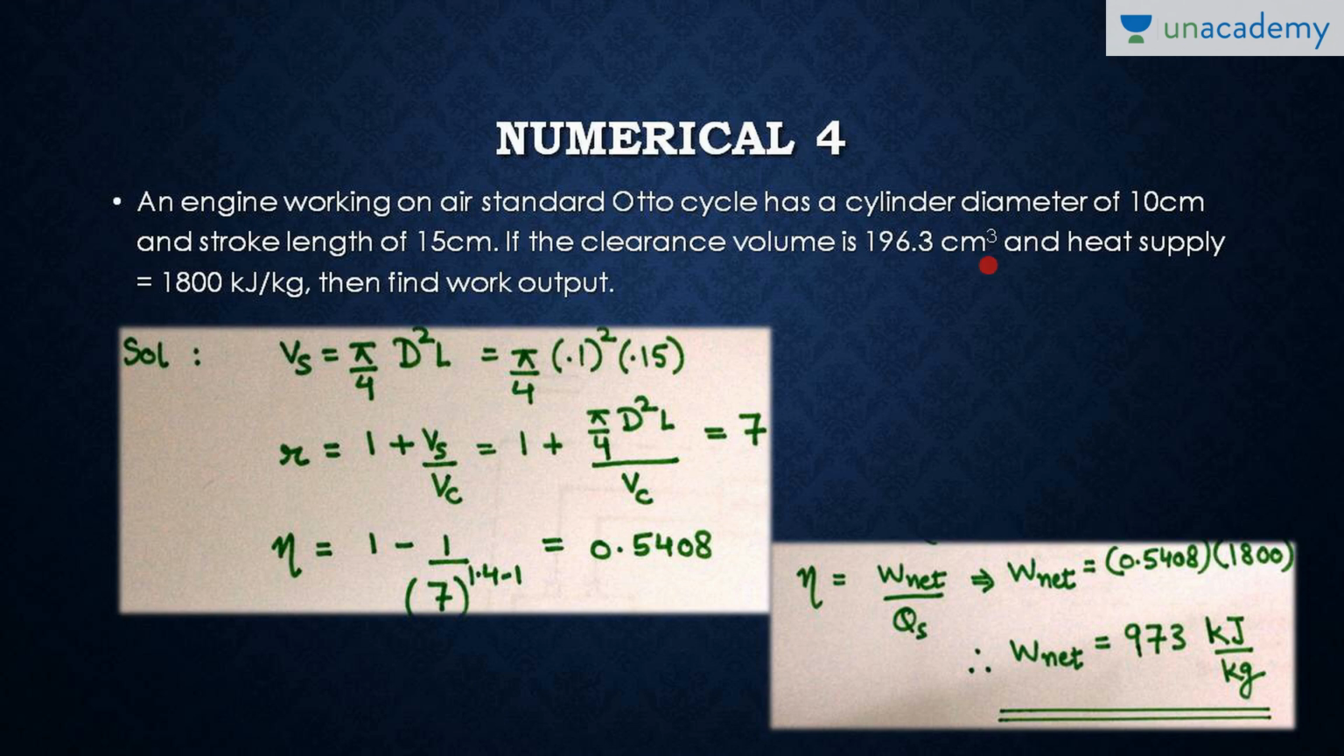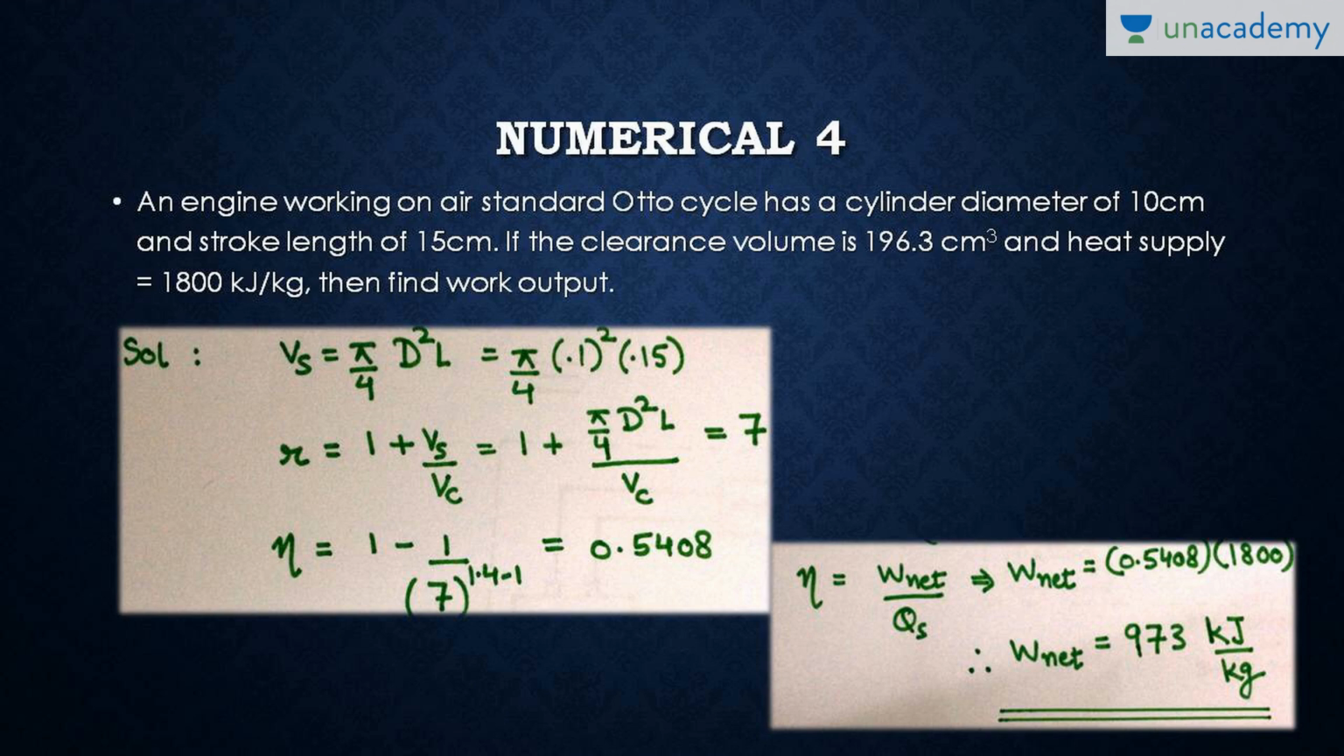Clearance volume is given as 196.3 centimeter cube, which is Vc is equal to 196.3 centimeter cube, and heat supply is 1800 kilojoule per kg. Clearance volume is given as 196.3 centimeter cube and heat supply is given as 1800 kilojoule per kg. Find the work output. We have to find the net work output.